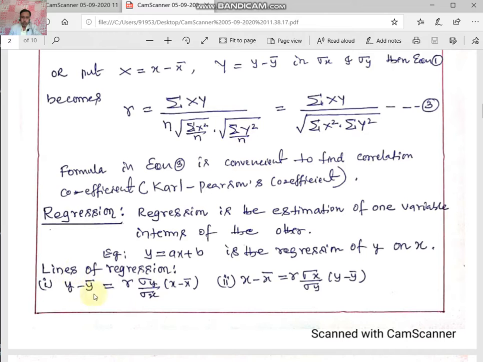This is called line of regression of y on x in the form of y is equal to mx plus b. Second standard line of regression is x minus x bar is equal to r sigma x by sigma y into y minus y bar. This is known as line of regression of x on y. Why is it of x on y? Because here y will be treated as independent variable, x will be treated as dependent variable.